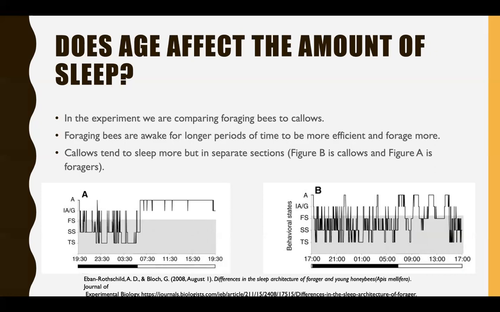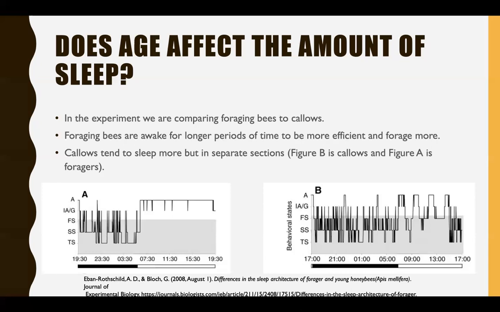But we can see how forager bees tend to go more into the third stage of sleep and stay in that stage for longer, being more efficient with their times and not waking up and going back to sleep as callows do. So callows, since they don't leave the hive too much, they can sleep and be restarting that cycle several times. And as foragers, they need to be up collecting resources. That's why you can see how from 7 in the morning to 7:30 they're awake and they're moving around.